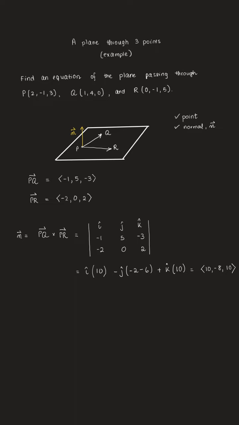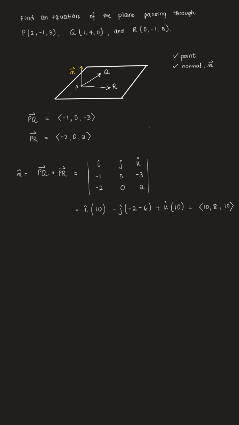Now, let me make sure I did that correctly. Let's check. So we have 10, that's good, minus j. Oh, that will be a positive 8. That's what I thought. I made a little mistake here. That should be a positive 8 with the -j distributed.